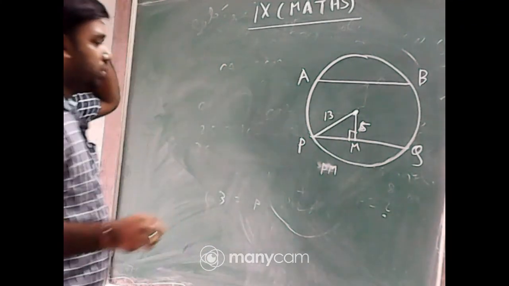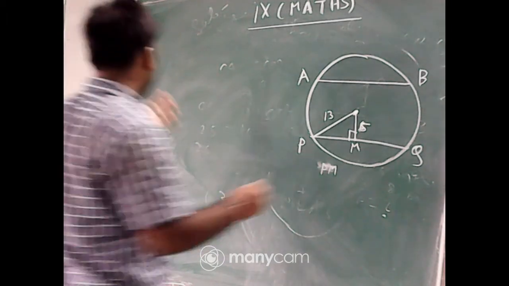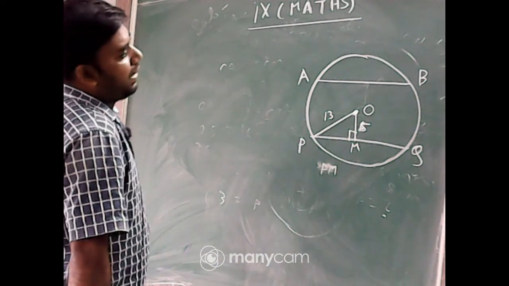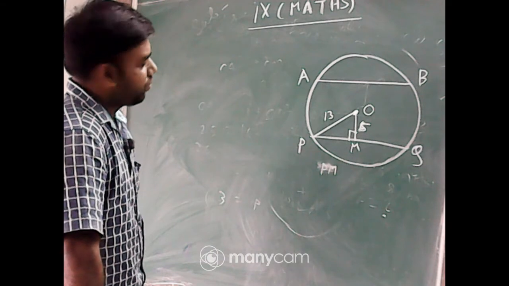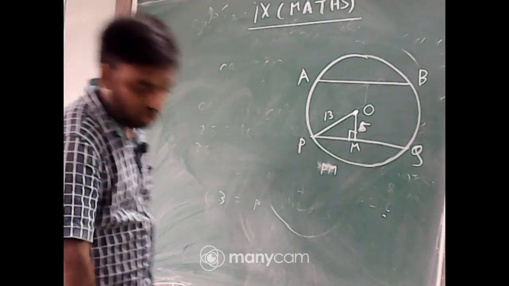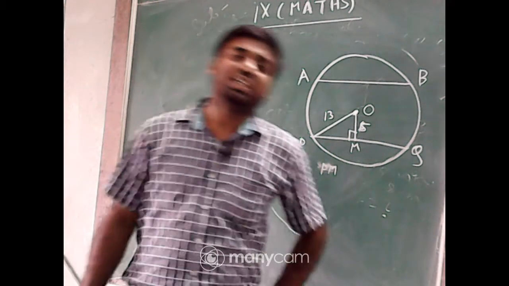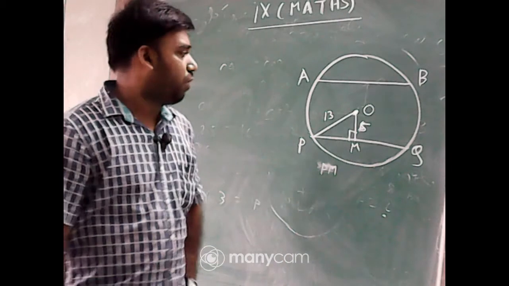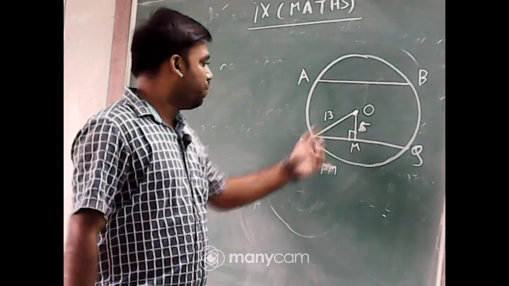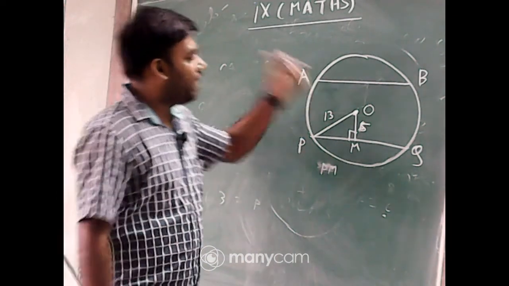Then find the, okay, a circle having center O, two chords AB and PQ are at equal distance from the center O, where OM equal to 5 centimeter, OP equal to 13 centimeter. Find the length of AB.